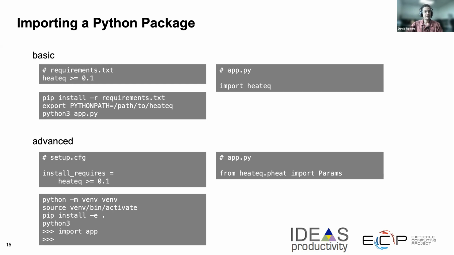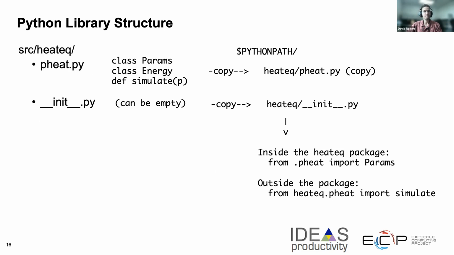So I'll show you kind of the advanced case. This one is more of a copy paste case. This one is using a tool to help you install your package. Setup.config is the file I'll talk about in a second. And also, you can import from HeatEQ different parts of HeatEQ that are inside of HeatEQ's list of libraries that it creates. So in the Python library structure that I've talked about, let's say my Python heat.py file includes a params class, an energy class, and a simulate function. Those will eventually get copied to a HeatEQ subdirectory.